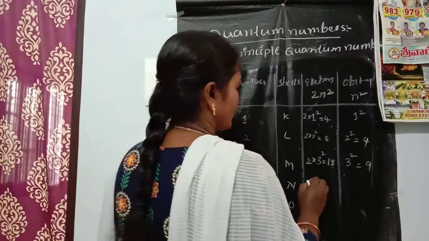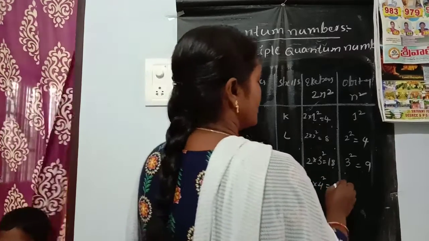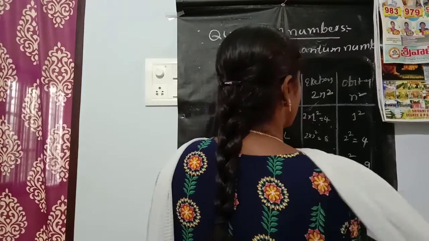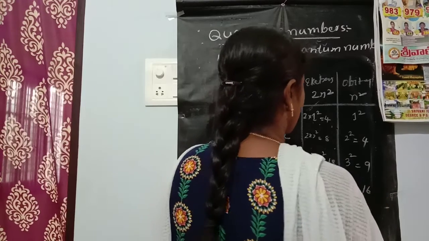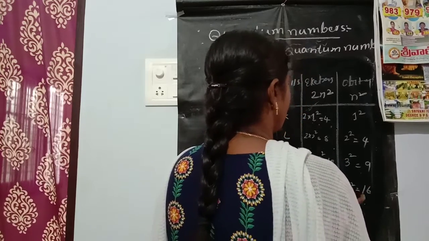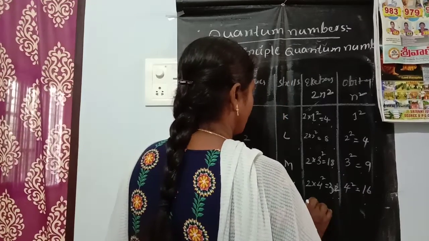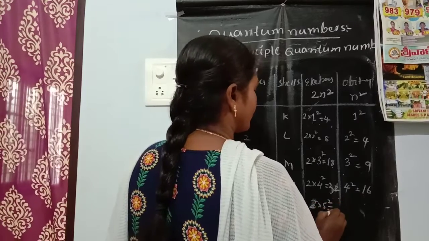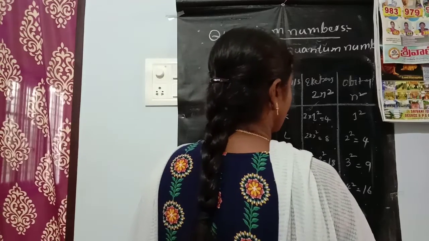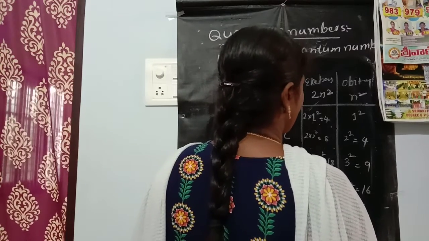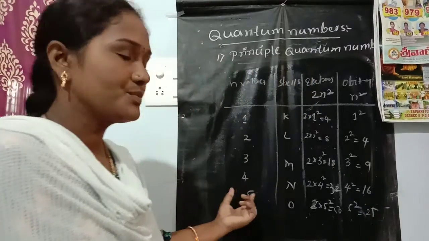Next one is n equals 4: 2 into 4 square. 4 4s are 16, 2 times 16 is 32. This is the 32, and 4 square is 16. Next one is 5: 2 into 5 square is 50, and 5 square is 25. This is the principal quantum number.